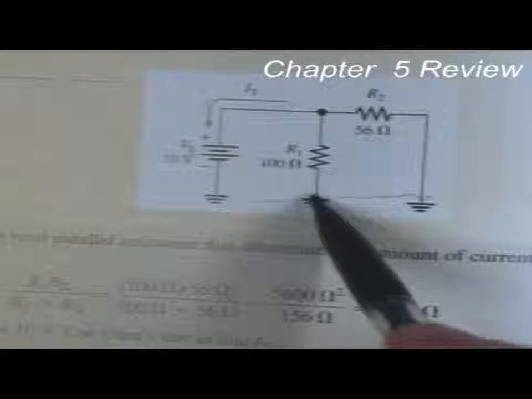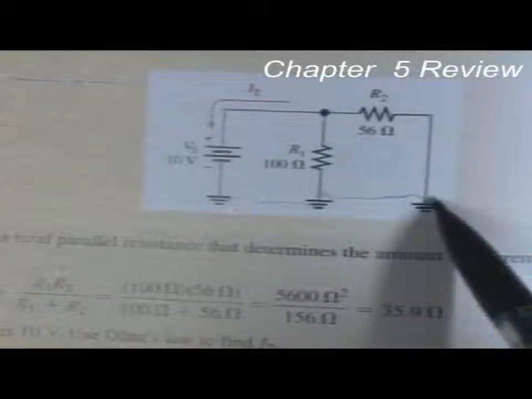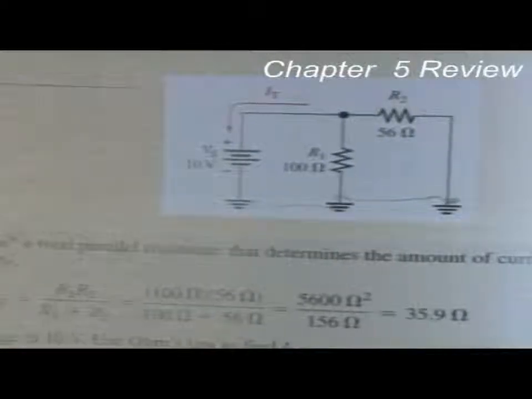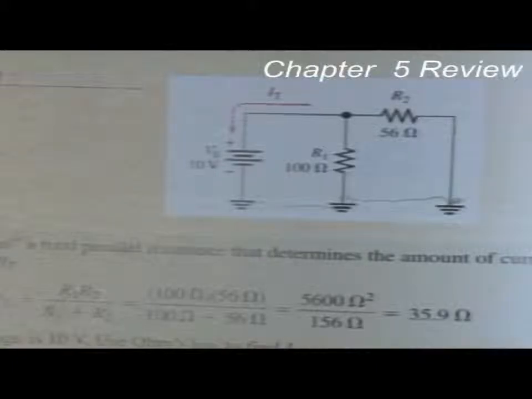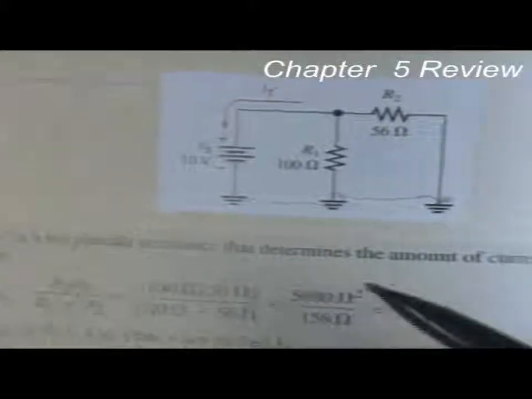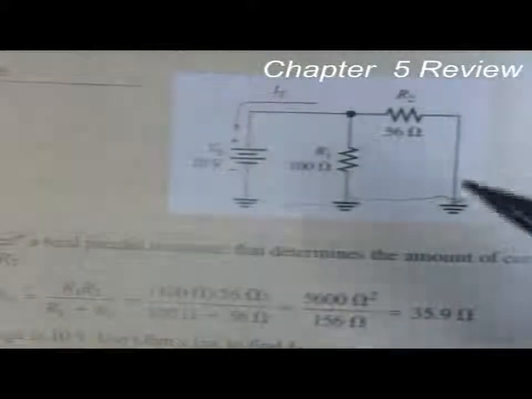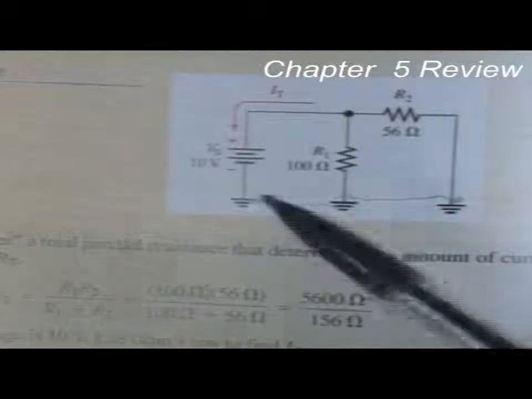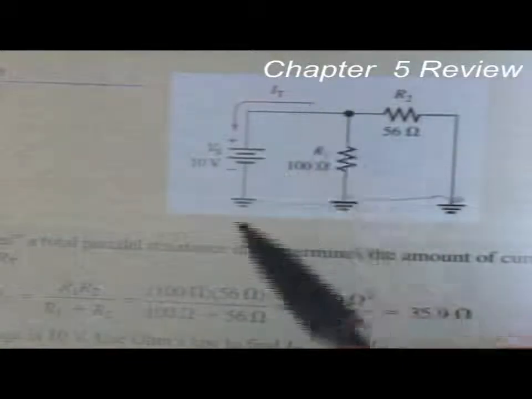And this is still going to be a node here, and this is going to be a node here. Now let's figure out RT. In this case, they have used the product over the sum, and you can see the figures. I'm not going to go into that. I'd assume you use your reciprocal formula using your calculator. But let's look at this.